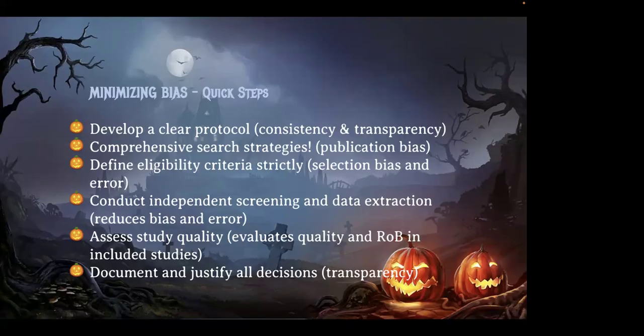Same with comprehensive searches. Getting a librarian to do your searches is going to be really helpful here. You can't cherry pick the literature. You can't necessarily control everything that's going to be included for you to screen, but this is going to help you prevent publication bias. And even with the searches themselves, there are things that we try not to do.